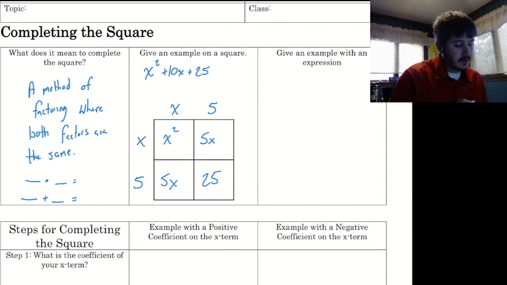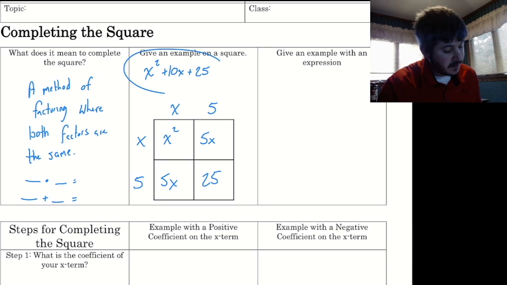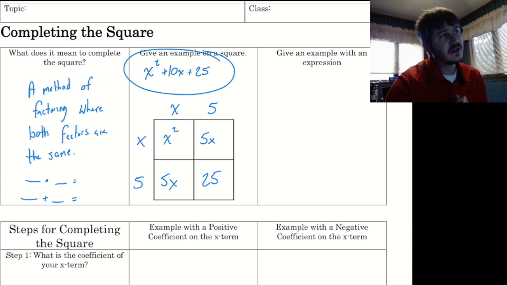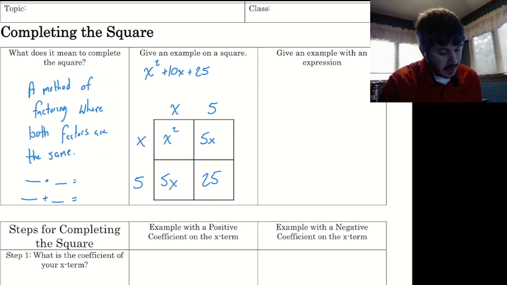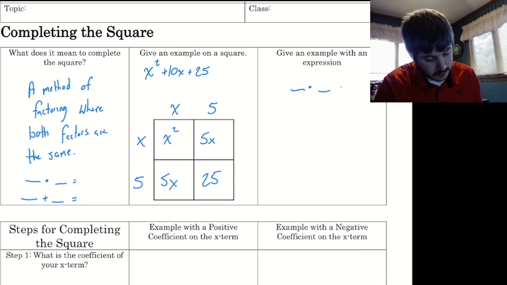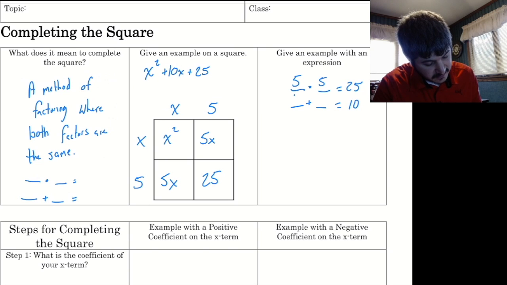And why is this important? Because if both factors are the same, if we take this expression that I just wrote and factor it going backwards, well, we know the factors already. They're x plus 5 and x plus 5, right? Two numbers that multiply into 25, two numbers that add into 10. We know it's 5 and 5, which means the factors are x plus 5 and x plus 5.